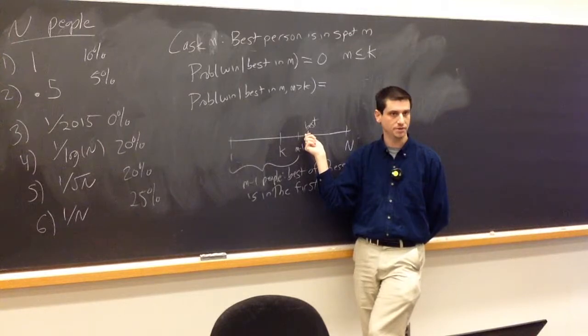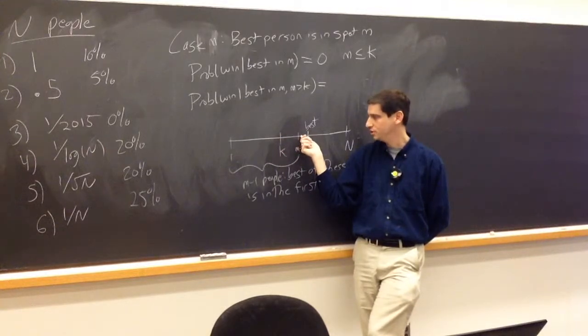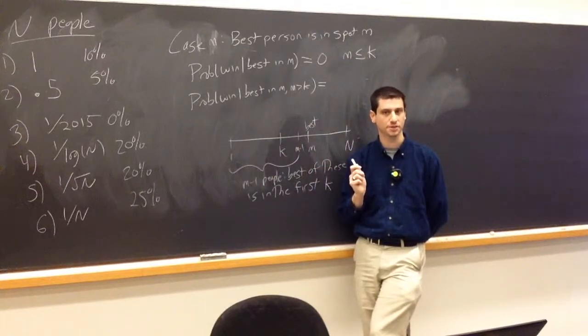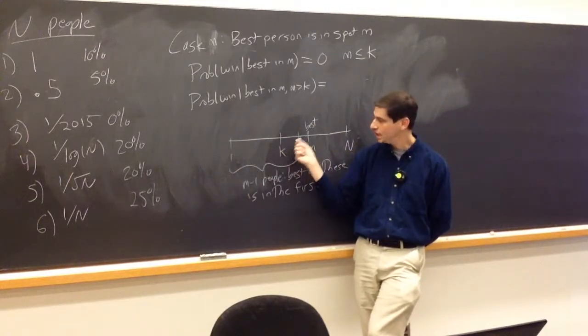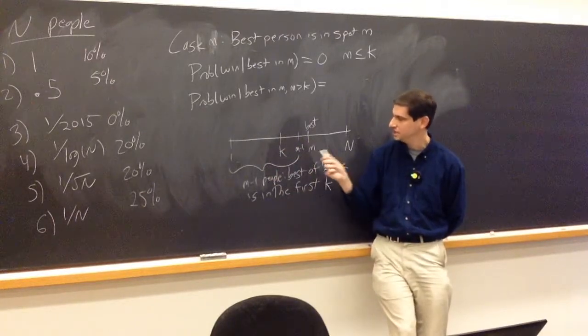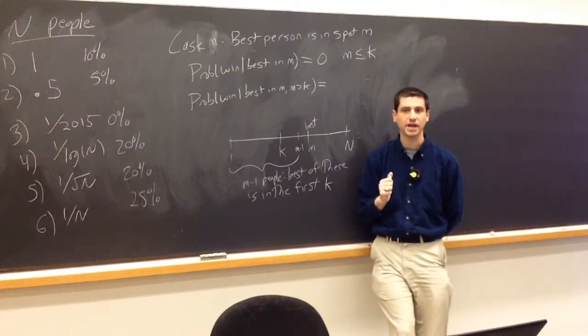and we win. If that best person is in through here, they'll be better than the best person we see in here, and we would have selected them inappropriately. So this is how we win. We need, of the M minus 1 people, the best of these to be in the first K. What's the probability that happens?